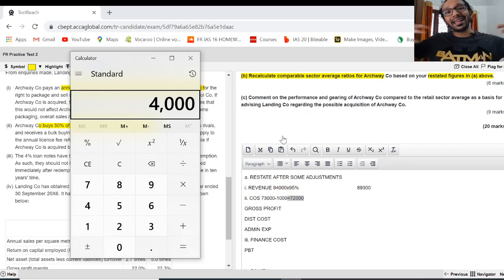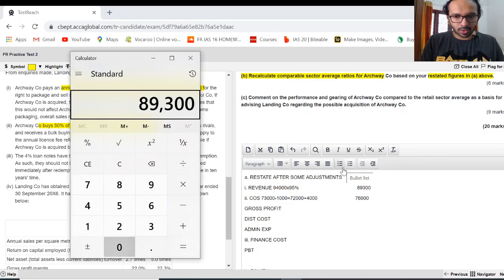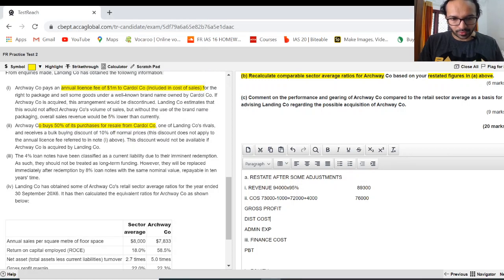But once Landing is purchasing Archway, Archway won't be getting that discount. So that discount of 4,000 won't be available. It will increase our cost of sales. So our actual cost of sales will be 76,000. So the gross profit will be 89,300 minus 76,000, 13,300. Gross profit will be 13,300.